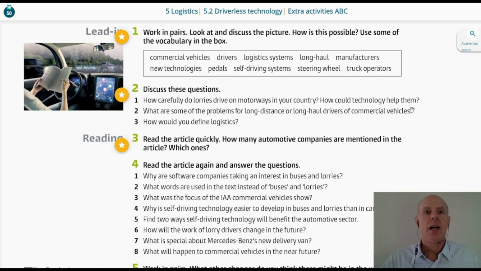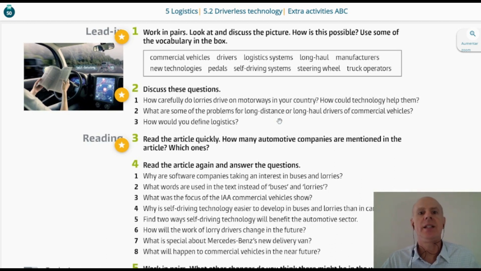But imagine a self-driving lorry, how it would impact the area, the industry. What are some of the problems for long distance or long haul drivers of commercial vehicles? Well, to stay awake, for example, to be far from their families. What other things, issues, problems, realities can you think of?